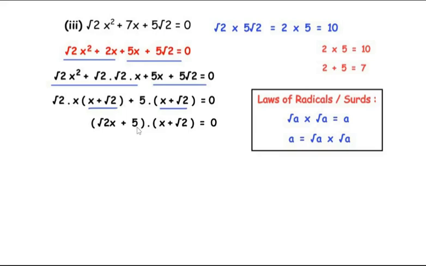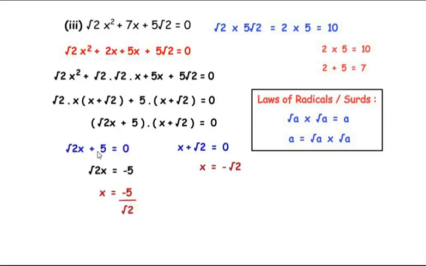Now once we have got the two factors, let us equate each of the factors equal to 0. So square root of 2x plus 5 equal to 0. Taking plus 5 on the other side of equal to sign, we get square root of 2x equal to negative 5. Now square root of 2 goes on the other side of equal to sign and divides negative 5, giving us the first value of x as negative 5 over square root of 2.